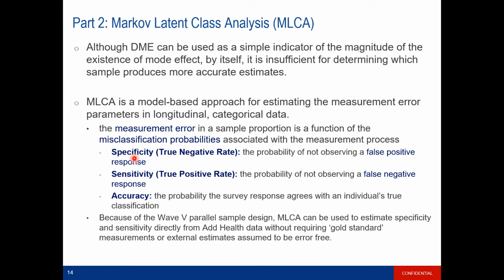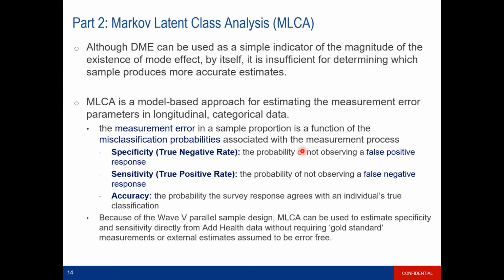So MLCA is a model-based approach for estimating the measurement error parameters in longitudinal categorical data in particular. The measurement error in a sample proportion is a function of misclassification probabilities associated with the measurement process. So for example, someone ever felt sad. Well, is that a true positive, which means that this person truly felt sad, or it could be a false negative, a false positive. So there are a lot of different metrics that we can use to estimate misclassification probabilities.